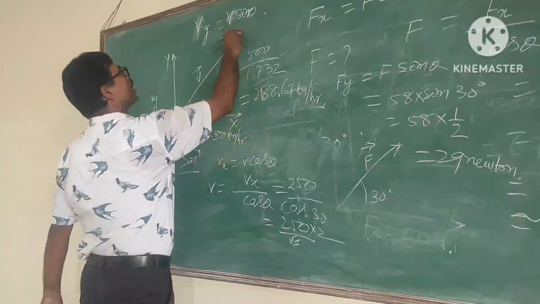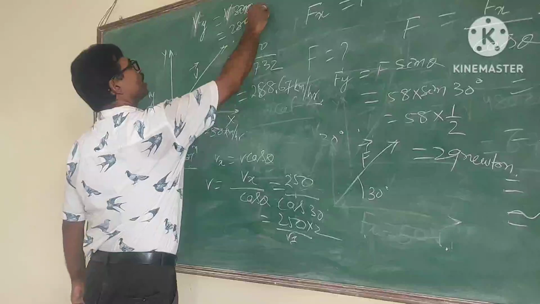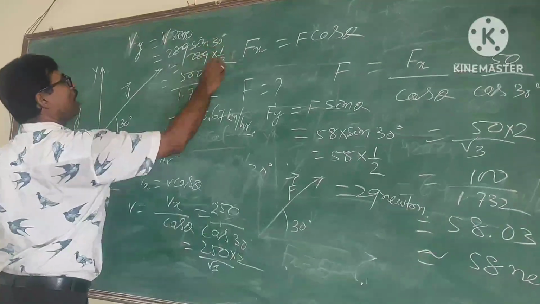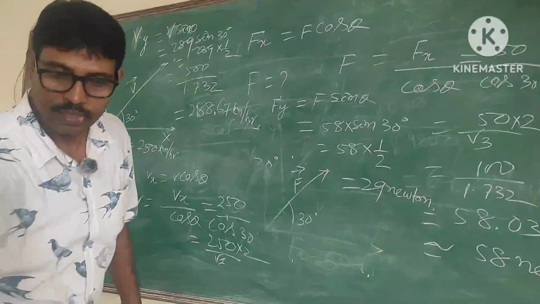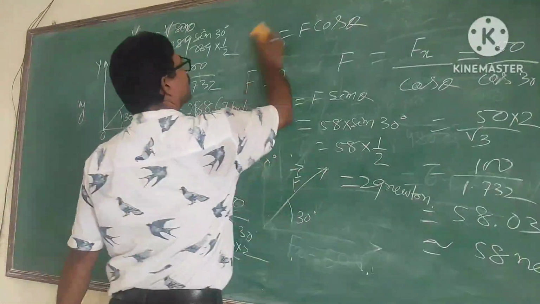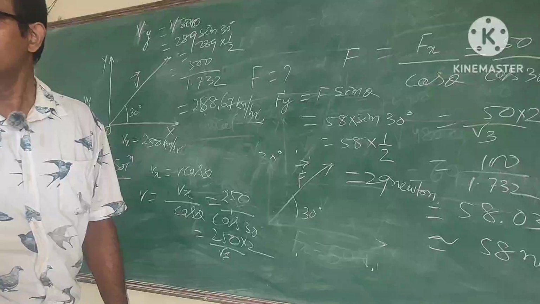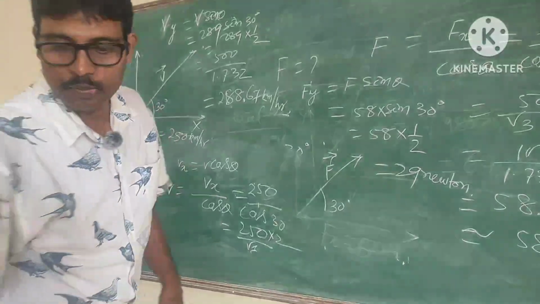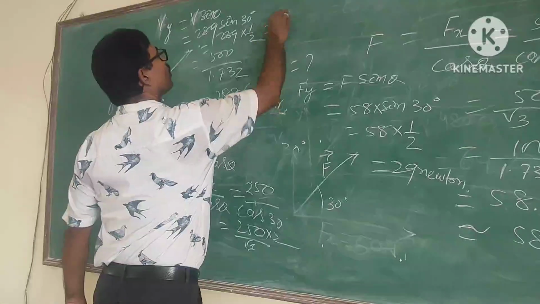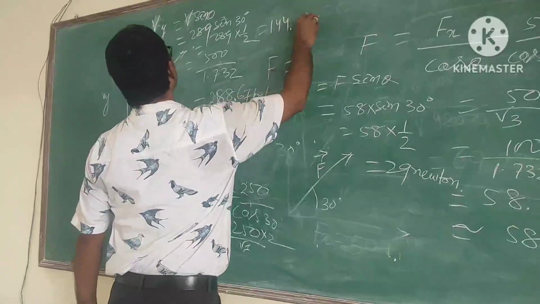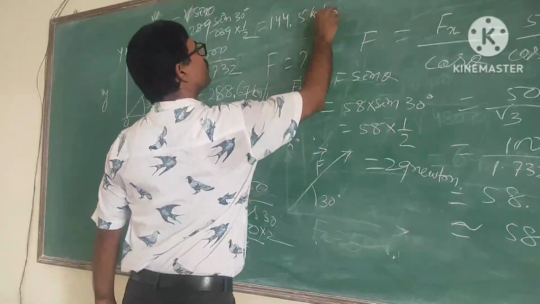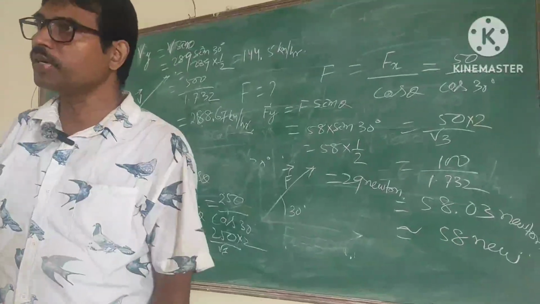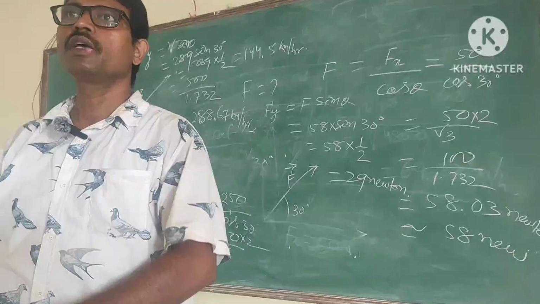Suppose you take 289 approx. Sin theta is equal to sin 30. So 289 into half. How much will you get? 289 into half is how much? 144.5 kilometer per hour you will get. This is about the numericals based upon the resolution of vector and how you have to solve.